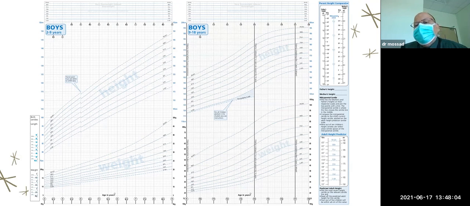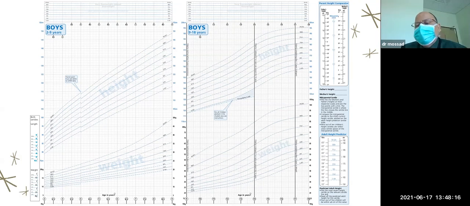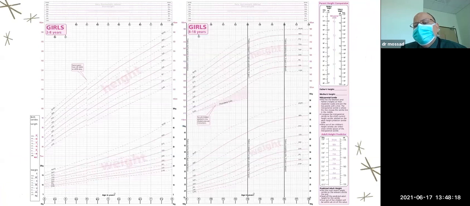What is the difference in color? Blue and pink. The blue is for boys and the pink is for girls. Very important. You are not allowed to make a mistake and put either gender on the wrong chart. It will give you a wrong reading. It happens sometimes. It is very important.